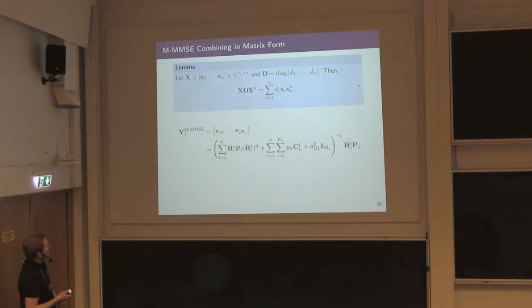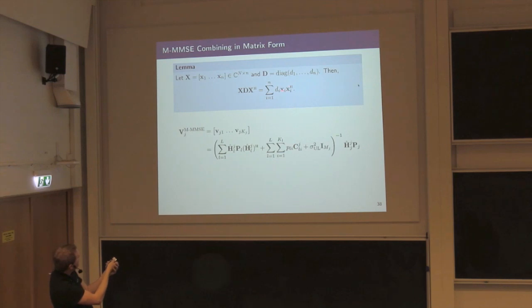And there is this lemma from mathematics. If you have a matrix with columns x1 to xn like this, and you have a diagonal matrix d1 to dn, and you write X D X Hermitian, this is the same thing as taking the sum over the columns of X, one column times itself Hermitian times the diagonal element here.